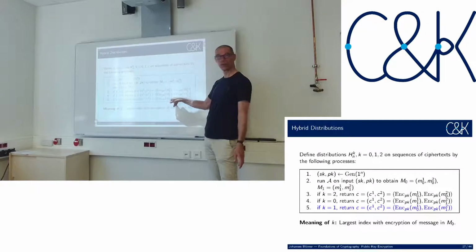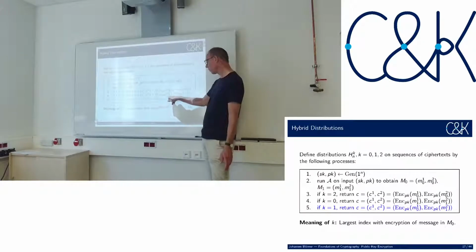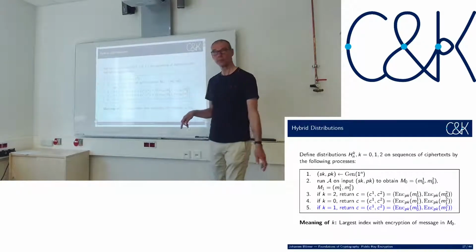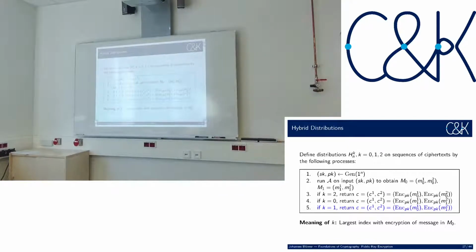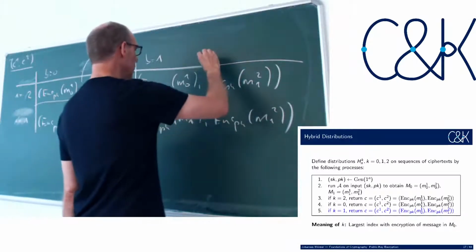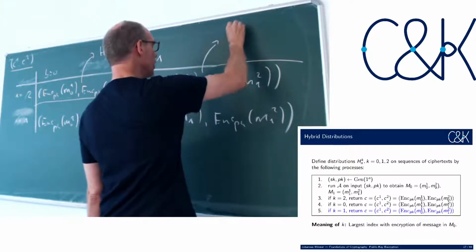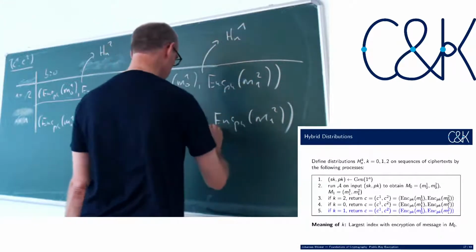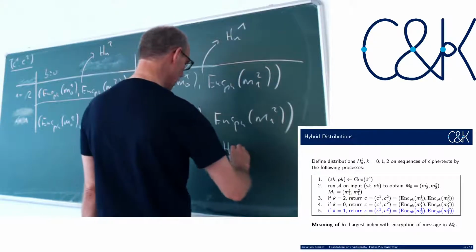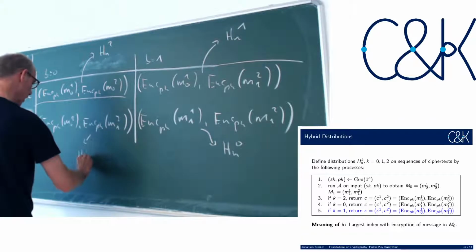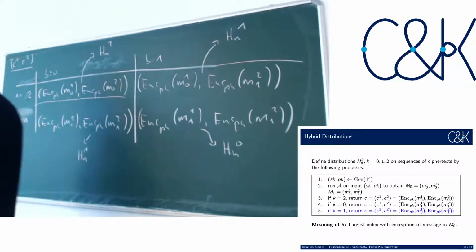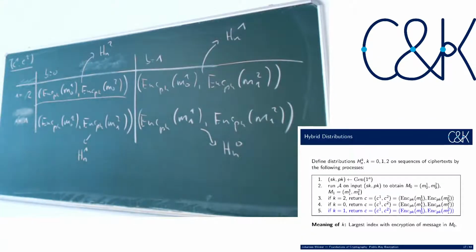1 is the last position where I put in something from capital M0. So it's M01 and M12. So this here is H_2. This here is H_1. This here is H_0. And this is again H_1.